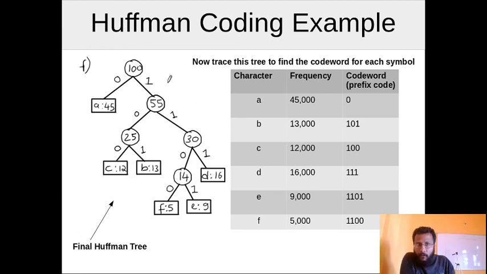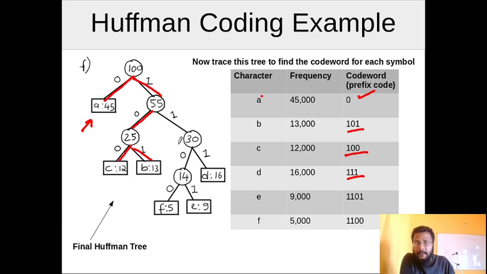Now I can trace to find out the code. How do I find out the code for A? I start from the root and go till A. If I go this path, I will find 0. So the code for A is 0. How do I find out the code for C? From the root I will go till C. So this is 1 0 0. C is 1 0 0. B is 1 0 1. What is D? D is 1 1 1.